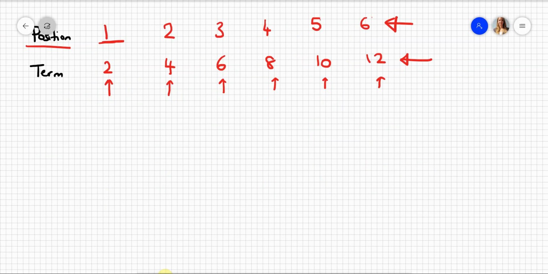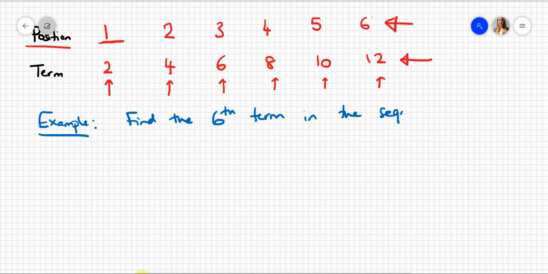So let's do an example. Find the 6th term in the sequence 1, 5, 9, 13, 17.